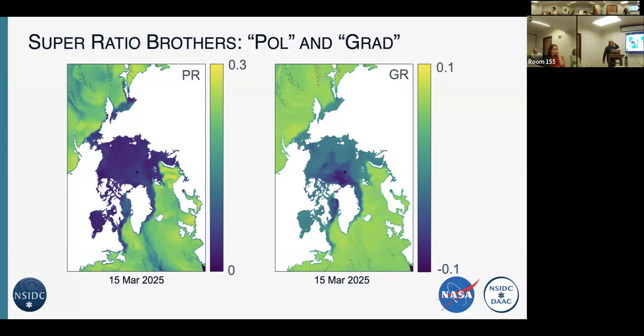And then if you do the gradient ratio, you can see again, the multi-year ice pops out there. You can still see, it's not quite as clear where the ice edge is.